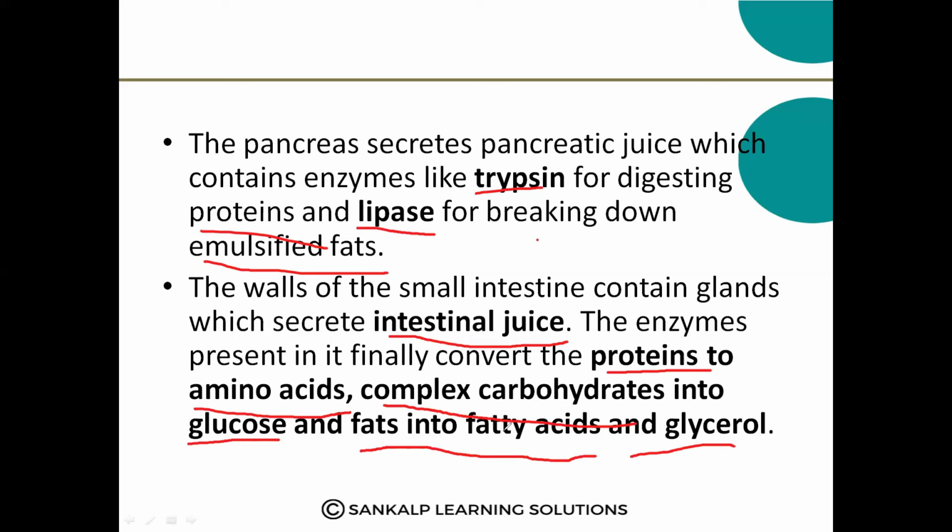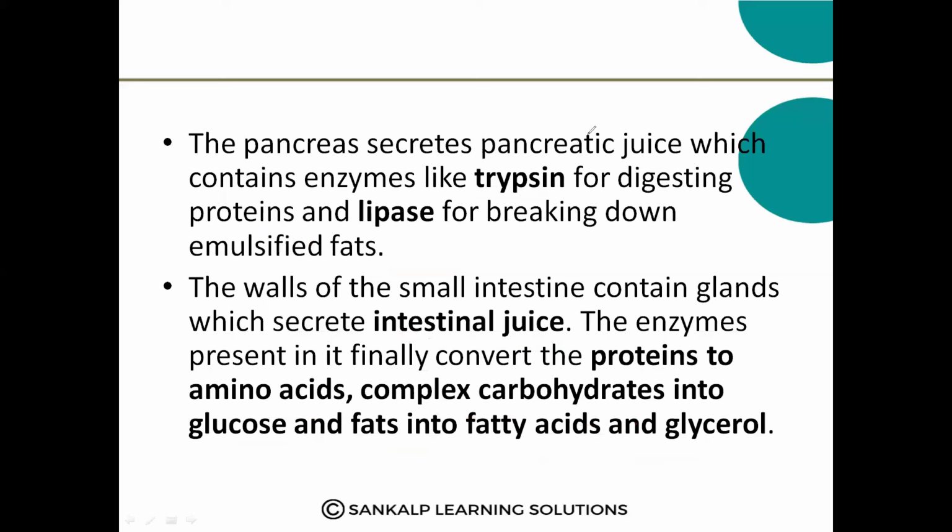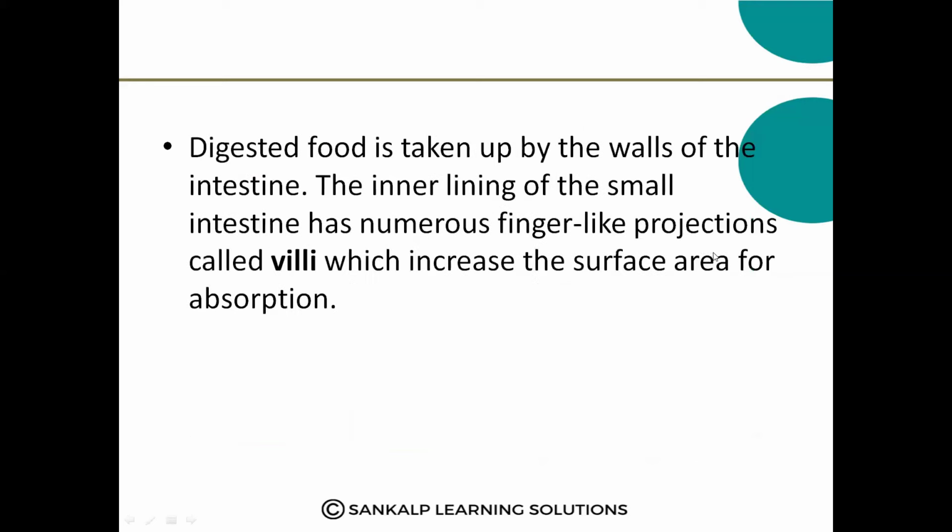These simple forms can get absorbed by the walls of the small intestine, and they may reach the blood. So the absorption of these nutrients takes place at the walls of the intestine. Here the complete digestion takes place in the small intestine, and the absorption also takes place in the small intestine. So how does the absorption take place?